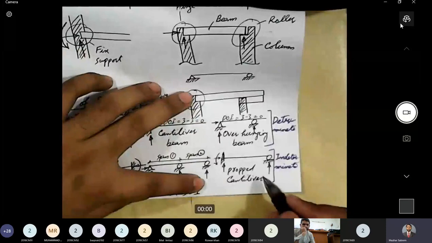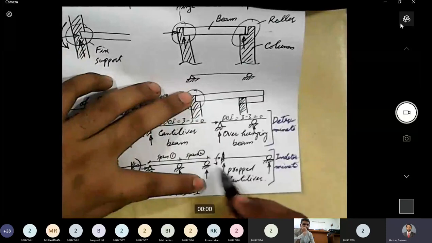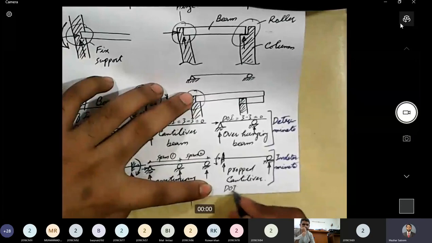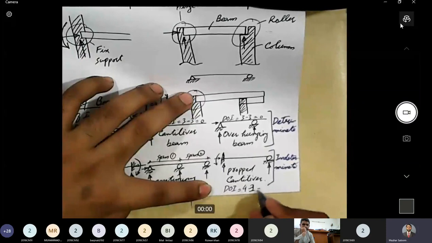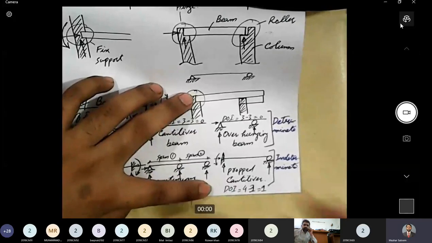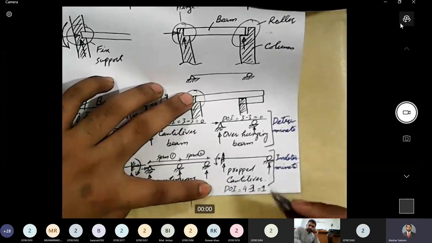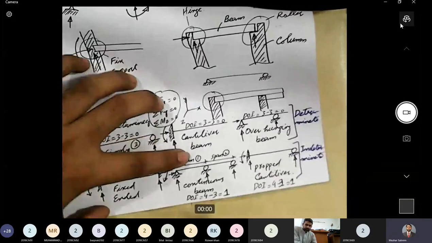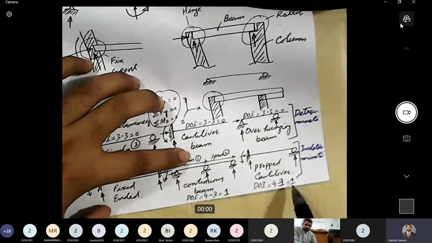How many reactions are there for a propped cantilever beam? 1, 2, 3, 4. So if you want to calculate the degree of indeterminacy, it is 4 minus 3 equal to 1. So the degree of indeterminacy basically tells us how many more relationships or how many more equations we need to analyze the system. So the degree of indeterminacy is 3, 1, and 1.